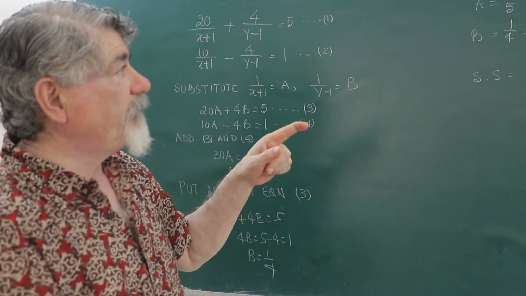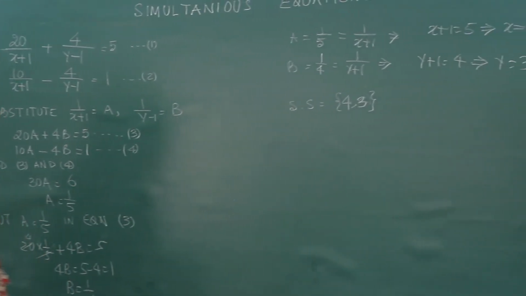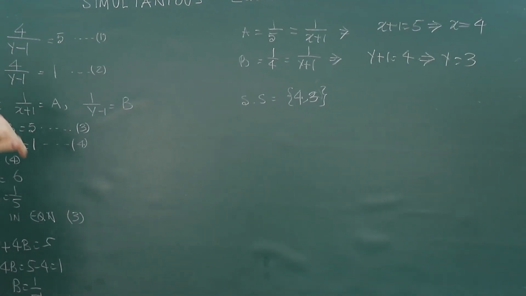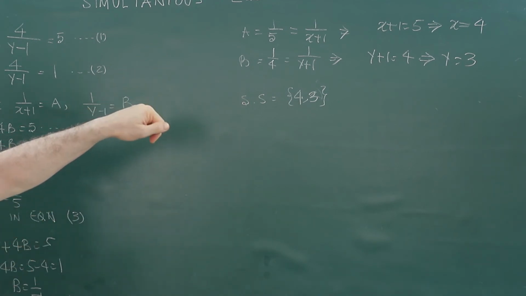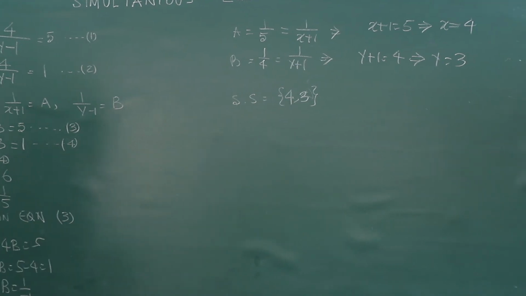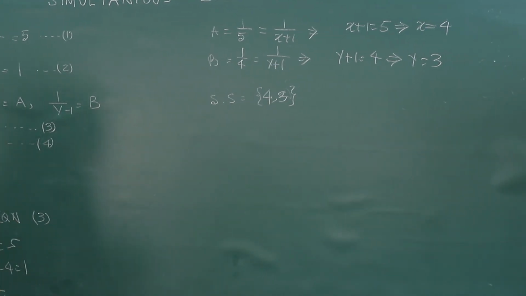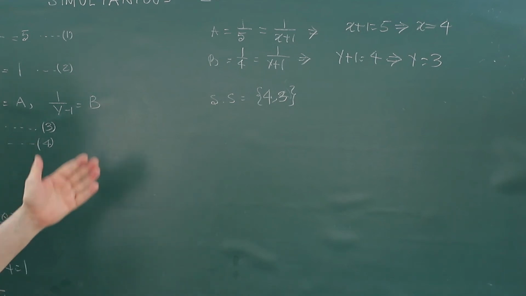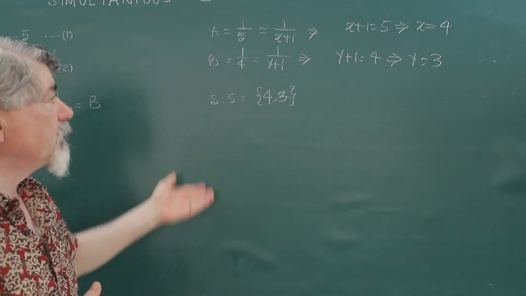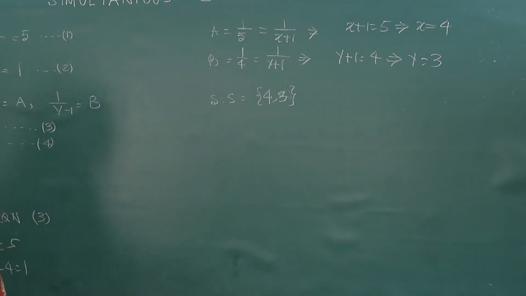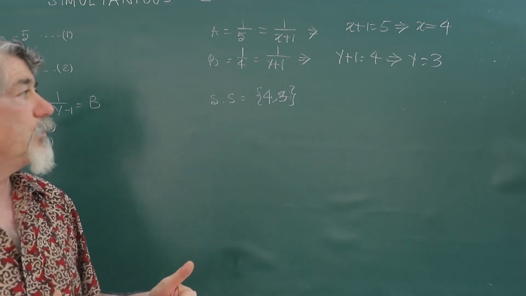A is 1 upon 5, and we had assumed 1 upon x plus 1 as a, so we'll write a is equal to 1 upon 5 is equal to 1 upon x plus 1. When we find the reciprocal, we get x plus 1 is equal to 5. That means x will be 5 minus 1, that is 4. B is equal to 1 upon 4 is equal to 1 upon y plus 1. When we find the reciprocals, y plus 1 is equal to 4, or y will be equal to 3.